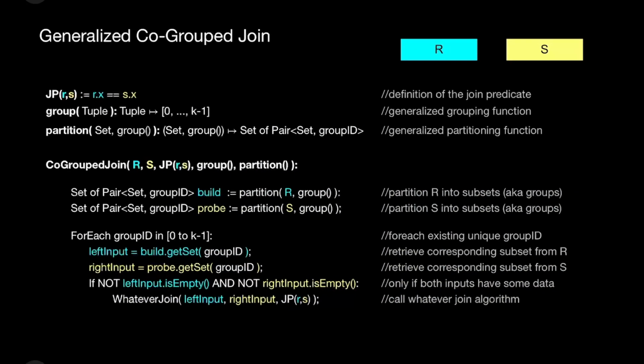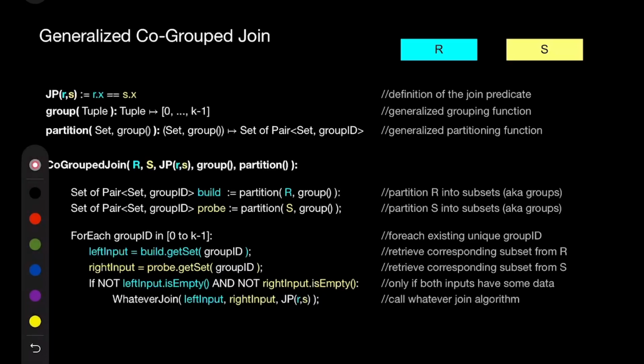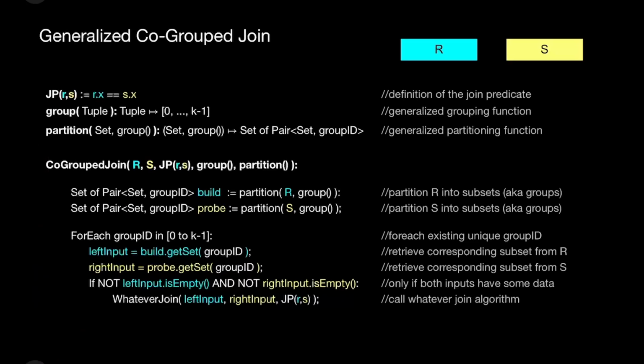And that leads to a generalized co-group join. The idea is you partition R into subsets. That's what happens here. Then you partition S into subsets. That's the co-partitioning. This only makes sense if you somehow use the same partitioning function, or partitioning functions that can be related somehow. Otherwise, you cannot play the cross product trick we just learned about in this equality join.